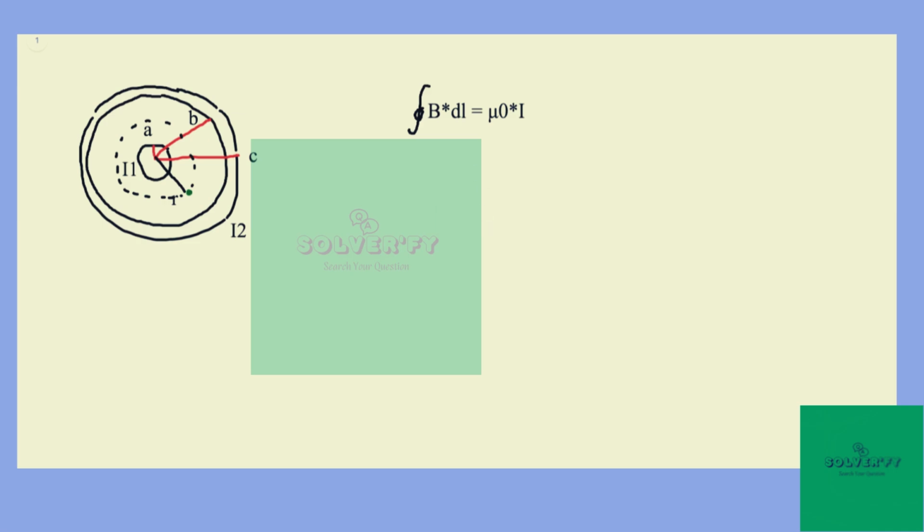We don't know B, that's what we're trying to find, but the dL, the circumference of this line integral, this circle that we're drawing, is going to be 2 times pi times R, because R is now the radius of this circle. And that's going to be equal to our mu naught times the current enclosed, which is just going to be I1. So we know everything here except for B, which is what we want to solve for anyway. So we can just solve this simply for B.